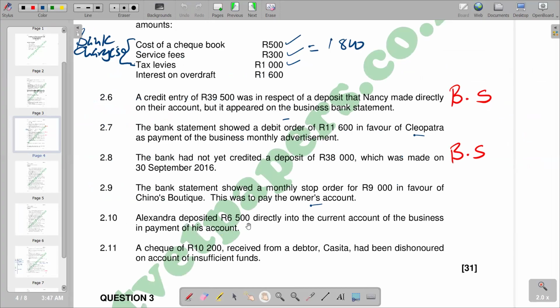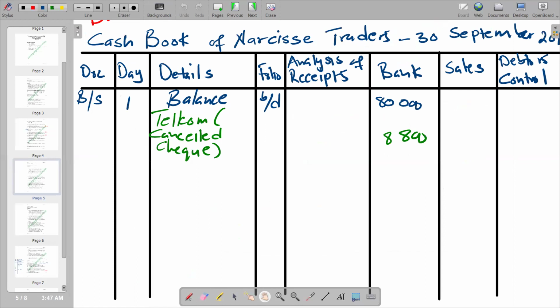Alexander deposited 6,500 rands directly into the current account of the business in payment of his account. So remember, we are saying Alexander deposited as a payment to the business. So obviously, the business is receiving money. So this becomes a debtor or a trade receivable. So we are supposed to go to the debit side as we are receiving money as a business, debit side of the cash book, and put our 6,500. So we go back to our debit side.